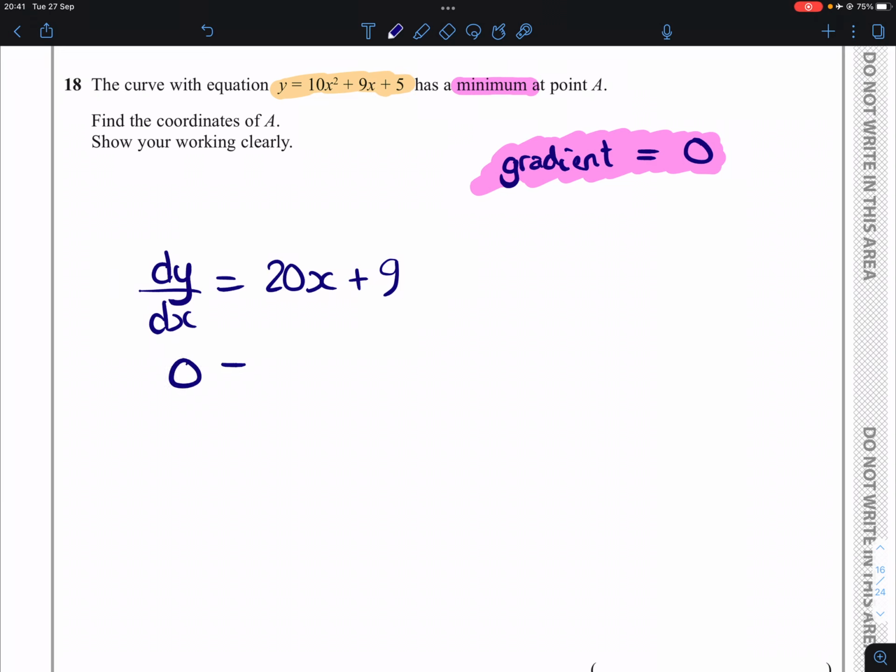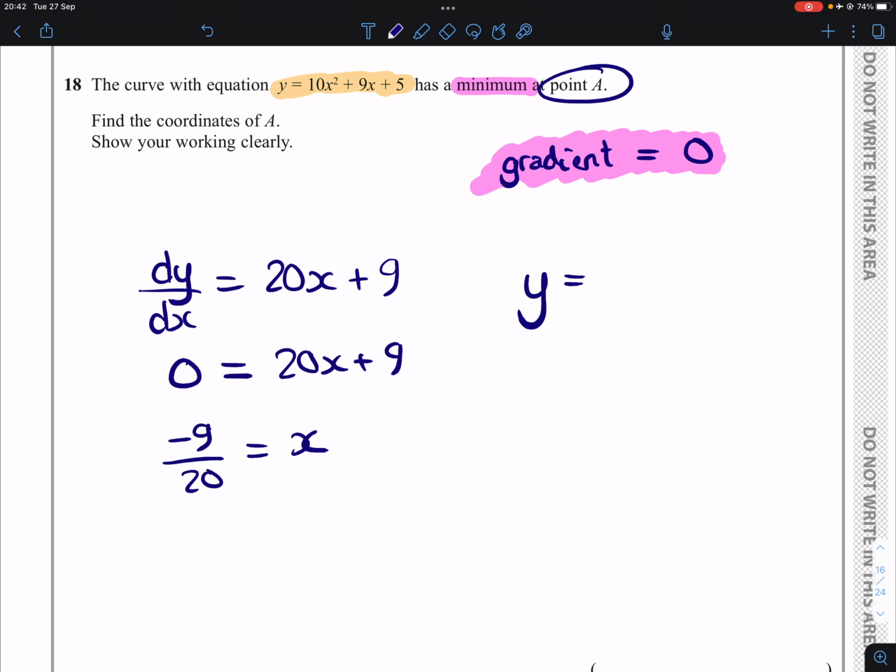We can sub in 0 for our gradient, because that's implied by minimum, giving us the following. And then when we rearrange this to get x on its own, we're going to end up with negative 9 over 20. Now, after that, when it comes to finding the y-coordinate of point A, we've obviously just figured out what x is, but we need to substitute it back in to our original formula in order to get y.